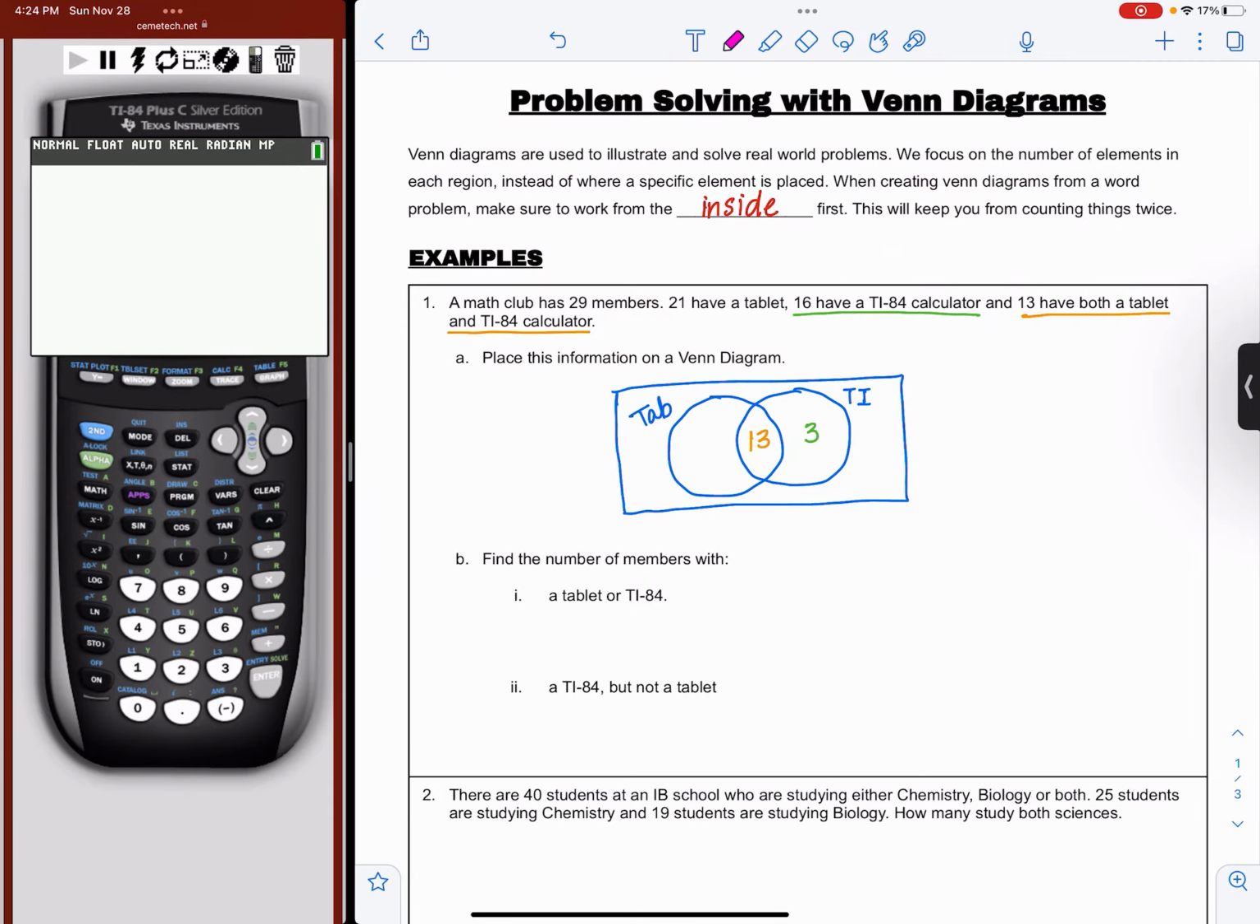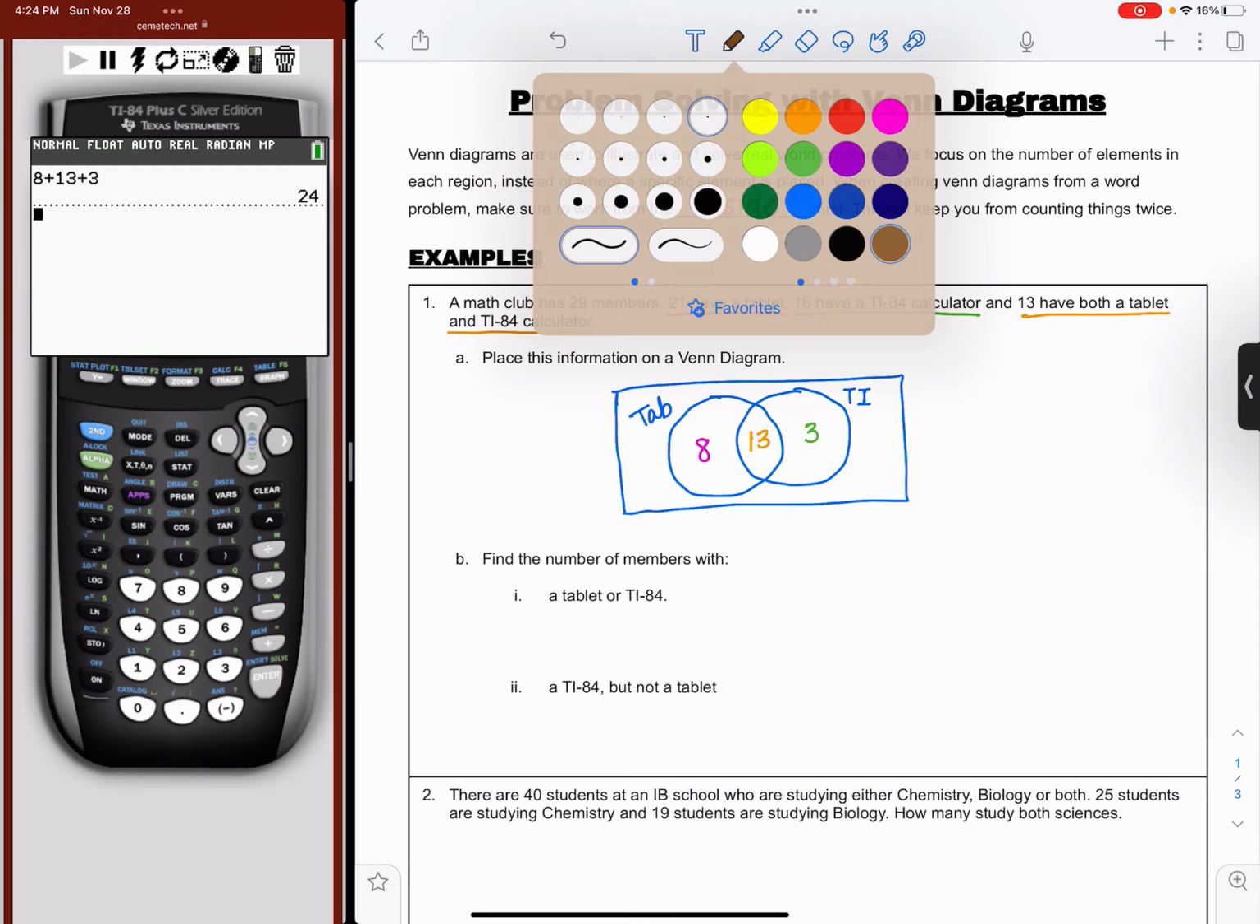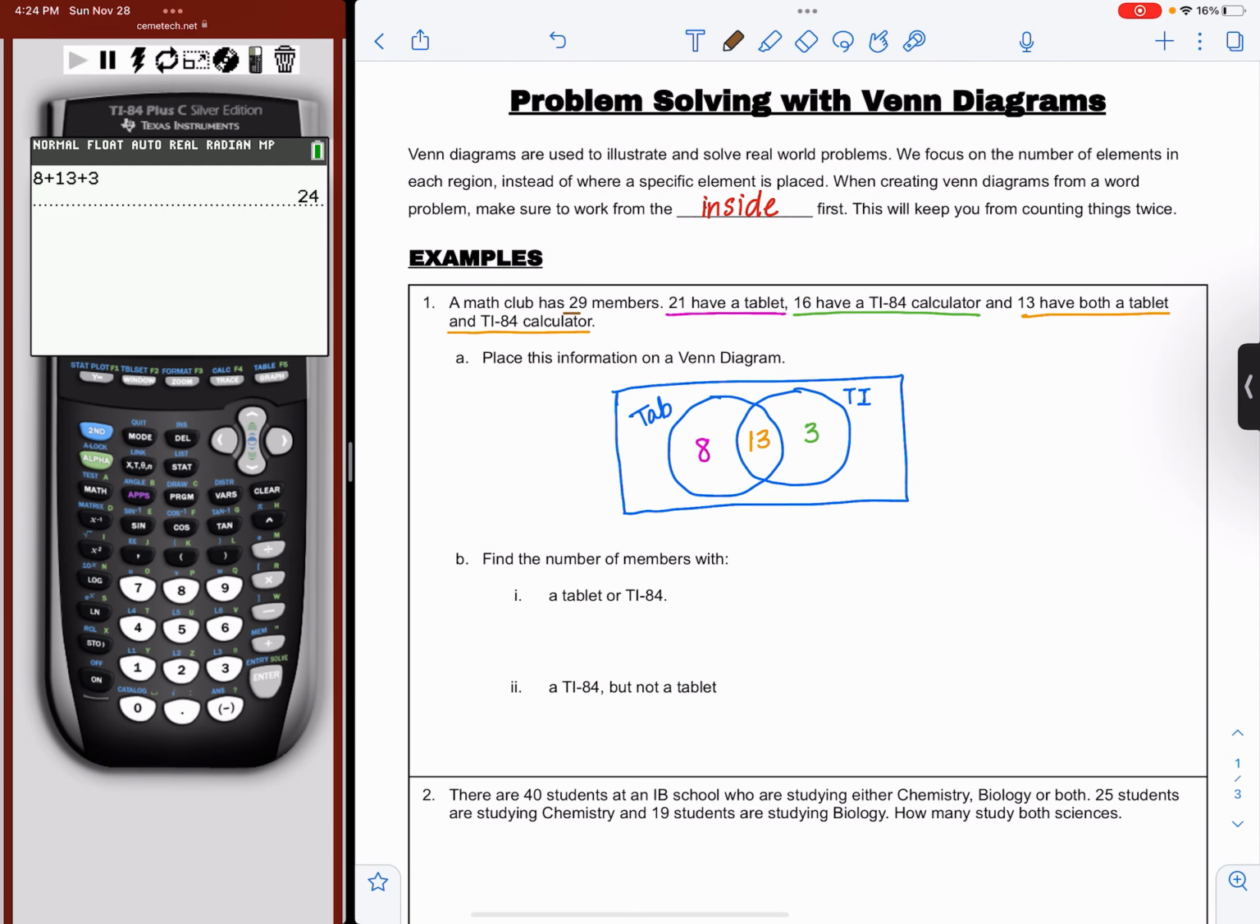Then the next one we have is that 21 of them have a tablet. So 13 of them already have a tablet and a TI-84, so 21 minus 13 is equal to 8. So we have 8 people that have a tablet only. So then if I take 8 plus 13 plus 3, that gives me 24 people. And it says here that I have a total of 29 members, which means that I have 5 people in the math club that do not have a tablet or a TI-84 calculator.